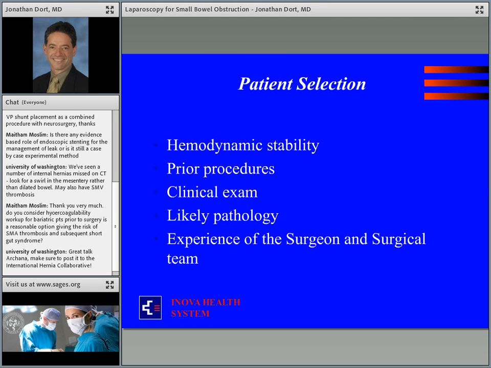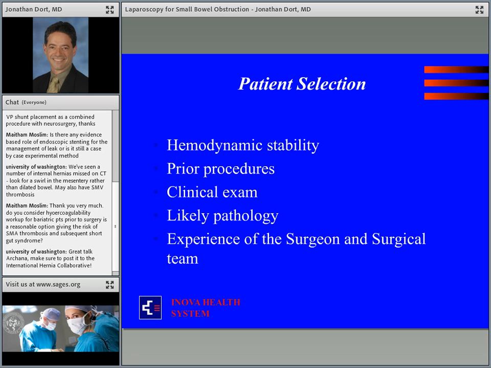Prior procedures. The more likely scenario of success is going to be a patient that has had a small windowed anatomic area, such as an appendectomy or the like, where it's not the entire abdomen that has been dissected and where the focus of the adhesion can be limited to a small area. Your chances of success are going to be higher. Clinical exam. Patients who are tense and severely distended are not going to be good candidates to do laparoscopically.